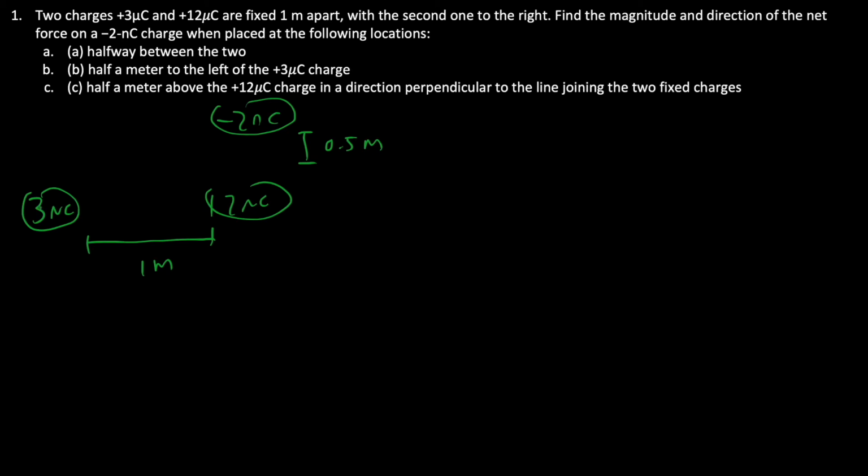Because the 3 and 12 microcoulomb charges are positive, they are going to attract the negative 2 nanocoulomb charge. So here is going to be a downward force, and here is going to be a force like this. This force is F3, and this force is F12. So you can use Coulomb's law to calculate the two forces.